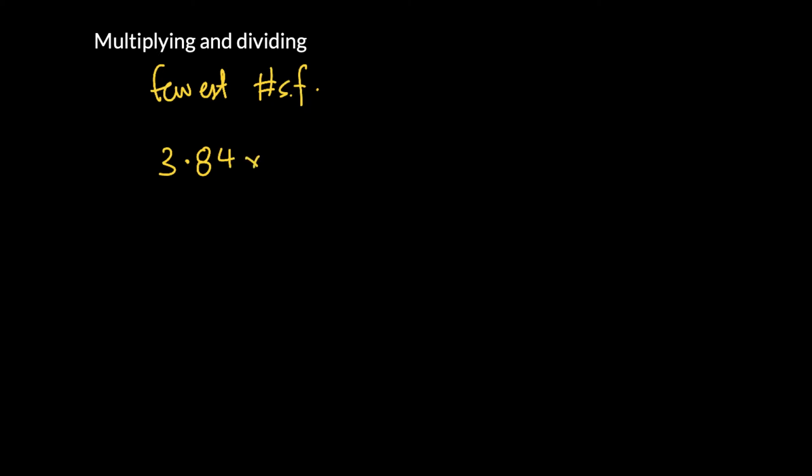3.84 times 12.01 times 0.0098. So again, our calculator would give a number, and that number is something like 0.4519632. Of course, our calculator doesn't know that the significant figure rules are applicable here. So we have to go ahead and figure this out ourselves.